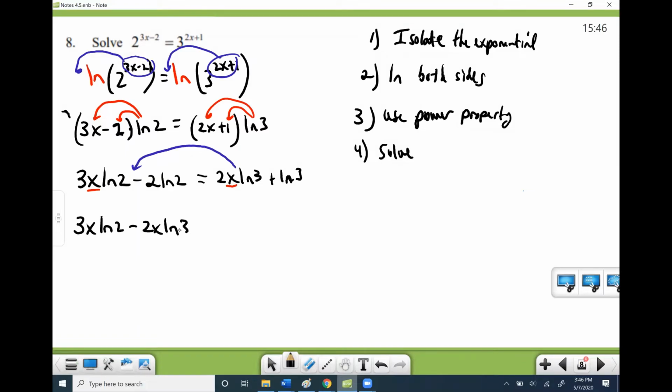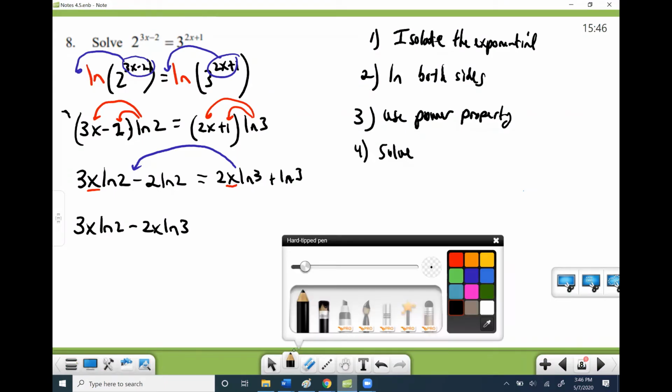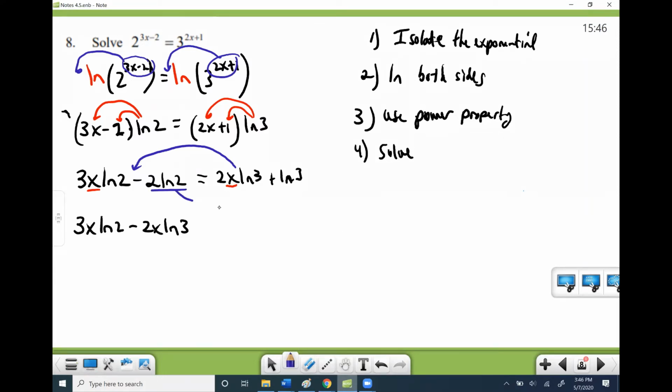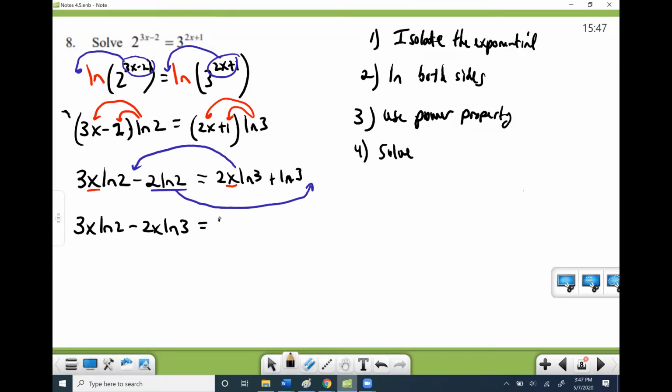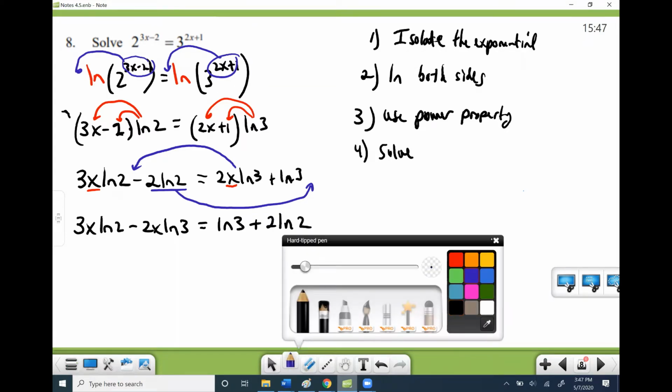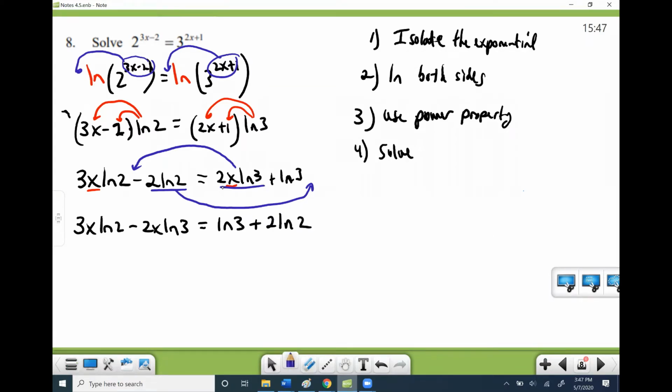natural log of 3. Now the things that don't have x's go on the same side also. So I'm going to take this thing and I'm going to move it over here to join the natural log of 3, which means his sign has to change. So the natural log of 3 that's on the right is going to have a 2 natural log of 2 added to it. I changed its sign. So we did a bunch of switching there. Does everybody feel okay about the switching?